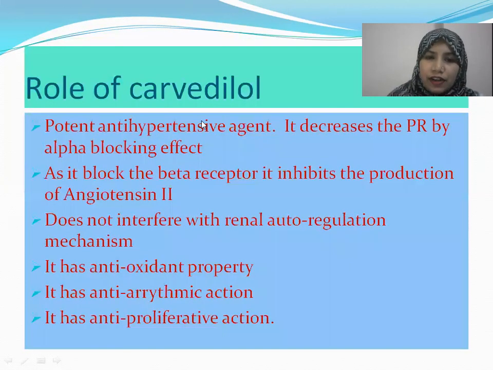Now, the role of carvedilol, that is both an alpha-beta blocker. It is a potent antihypertensive agent. It decreases the peripheral resistance by alpha blocking effect. As it also blocks the beta receptor, it inhibits the production of angiotensin 2. It does not interfere with the renal autoregulation mechanism. Moreover, it has antioxidant, antiarrhythmic, and anti-proliferative properties.